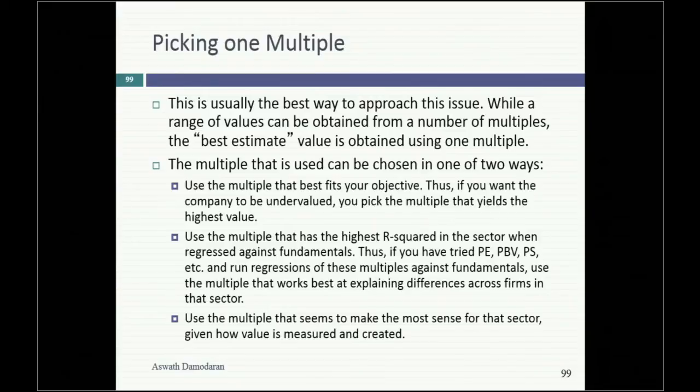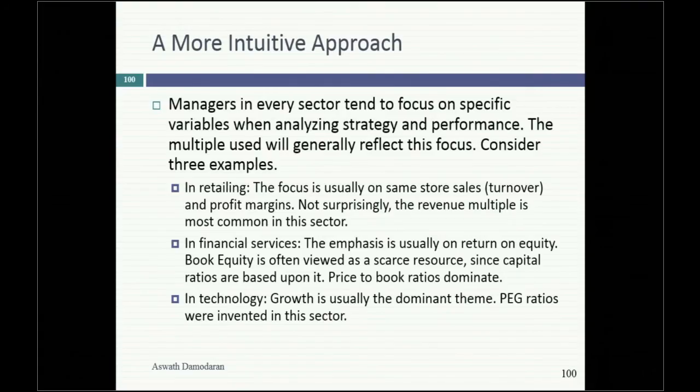If you look at a financial service company, the focus is on return on equity, because you have regulated equity, you have limited equity, you want to get the most bang for the buck. If your focus is on return on equity, guess which multiple goes with that focus? Price to book ratios. If your focus is on growth, it's going to be PE ratios. You tell me what managers in a company focus on, I'll tell you the multiple that goes with it.